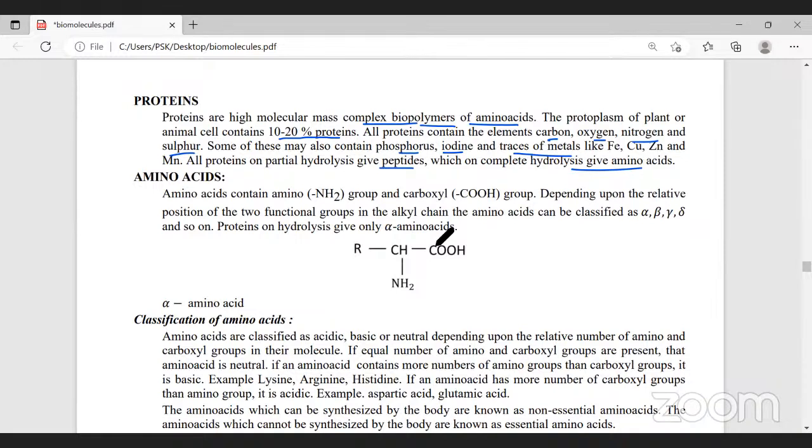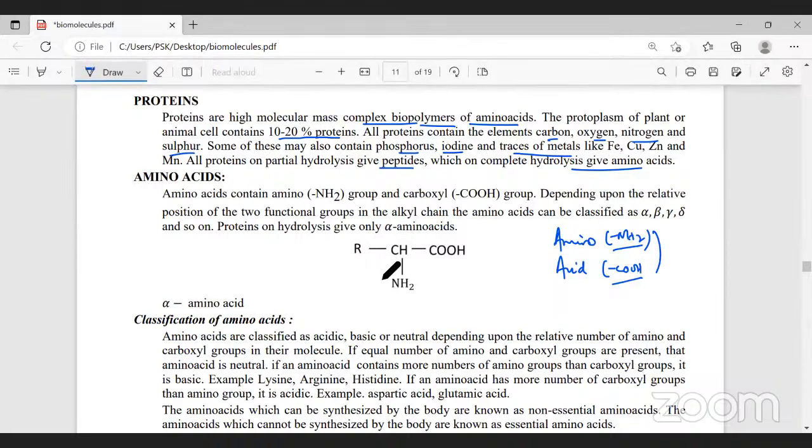Now, what are amino acids? The amino group is NH2. Acid is COOH. A molecule which contains an amino group and an acid group together is called an amino acid. For example, you can see this molecule contains an amino group as well as the acid group. This is the general formula of an amino acid.